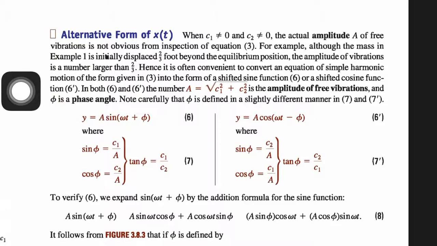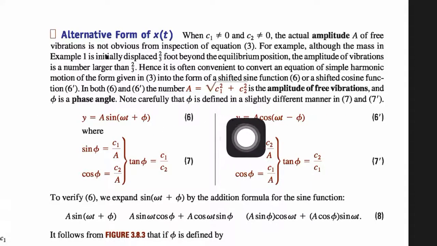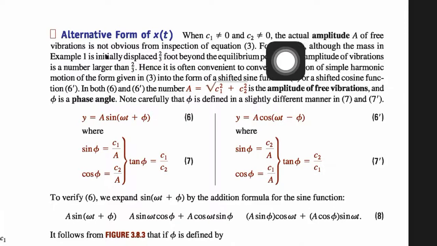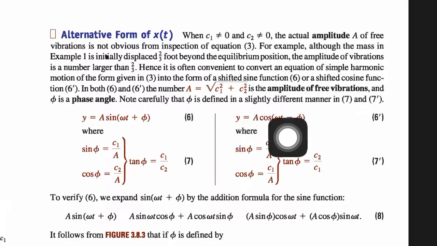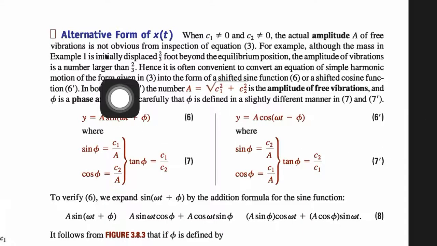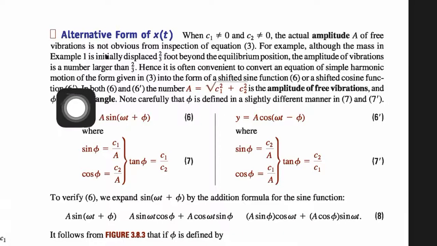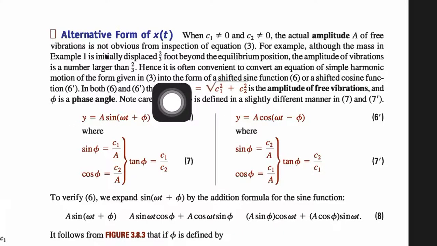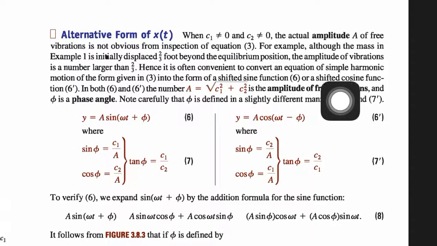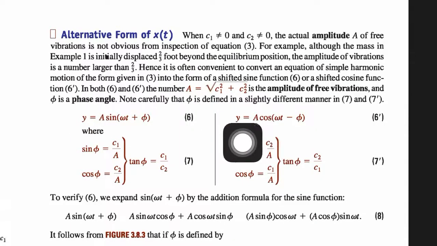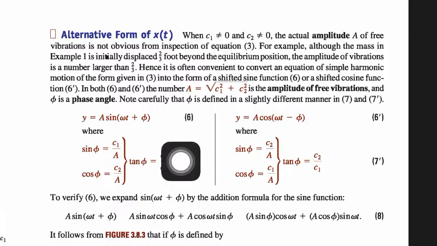It means sometimes it is difficult to find the solution from that method, so we can find it by the amplitude of the free vibration. So it is convenient to convert an equation of simple harmonic motion of the form given in equation 3 to the form of a shifted sine function or a shifted cosine function like this or this. So I am going to solve that question with that.